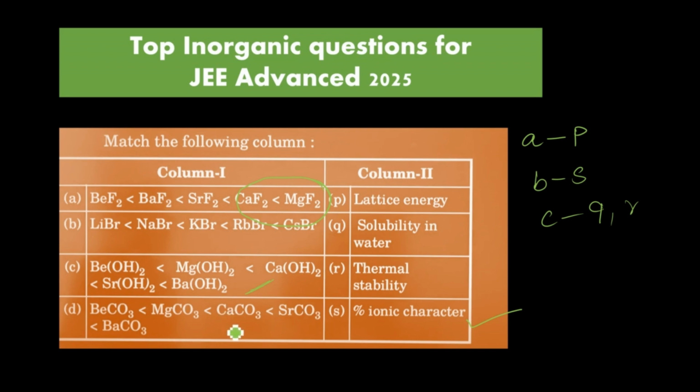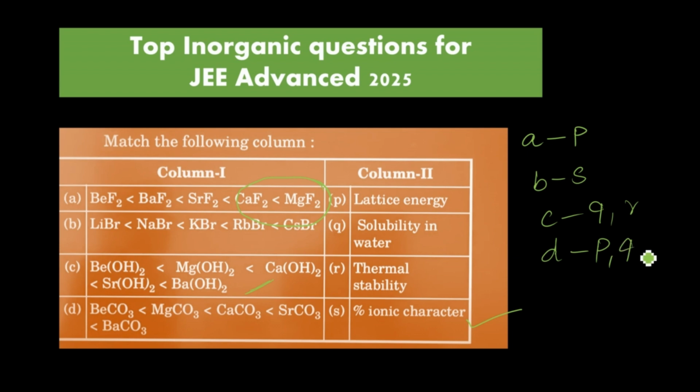Then carbonates are given of group 2. Here you can see what we can position it. Lattice energy, it's because of the decreasing lattice energy down the group. So D to P. Then you can take thermal stability also, ionic character also. All these are carbonates. Ionic character increases down the group, right? That is also matching over here.